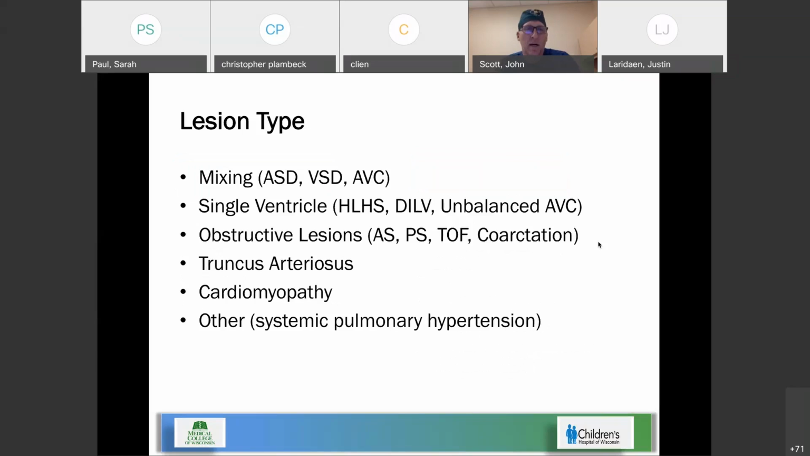This is another way to think about it, and I tend to think about it this way. This is really thinking about lesion type, and this is how I compartmentalize some of these lesions, thinking about whether the blood mixes before it leaves the heart, whether there's a single ventricle variant, whether there's an obstructive lesion, whether it's AS, PS, tetralogy, or coarctation, whether there's truncus arteriosus. And then these other two bottom categories are probably less well discussed, but probably equally high risk, which would be the cardiomyopathies or the systemic pulmonary hypertension cohorts.